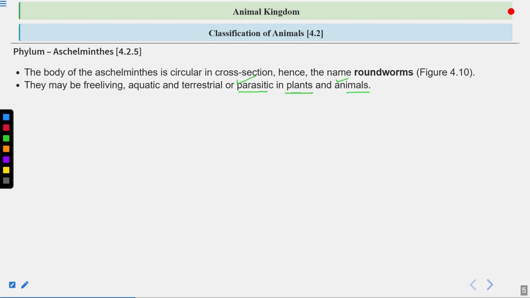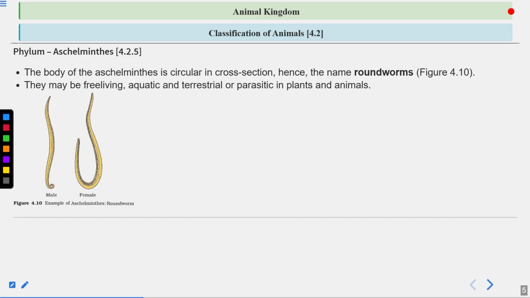We have seen some plants like the Sudarshan plant, that is the herb plant, in which they have parallel veins, and in the veins you can see they have worm-like nematodes, right? So they belong to Aschelminthes. Moving forward, here you can see one example of Aschelminthes, that is a roundworm, male and female.